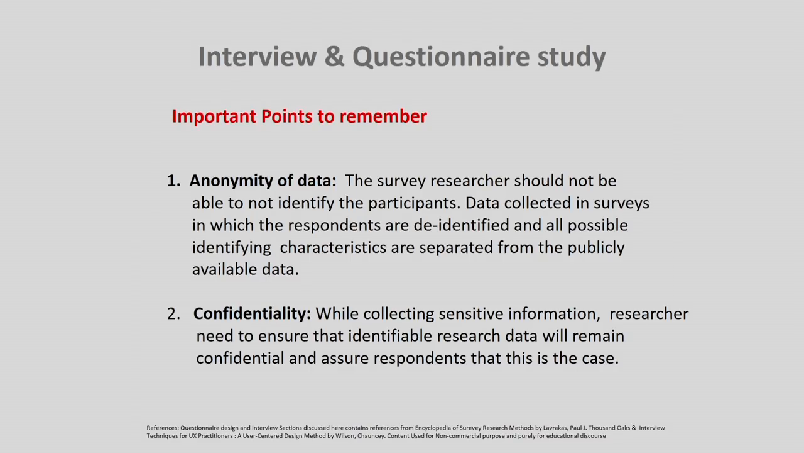So, before we start these two techniques, let us quickly see some important points to remember. First of all, anonymity of data. Now, what does it mean? As a survey researcher, we should not be able to identify the participants. Data collected in surveys should be such that the respondents are de-identified and all possible identifying characteristics are separated from the publicly available data. This is very important.